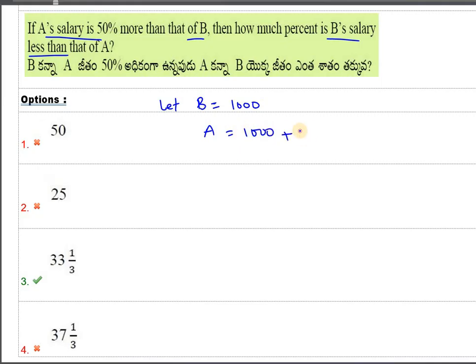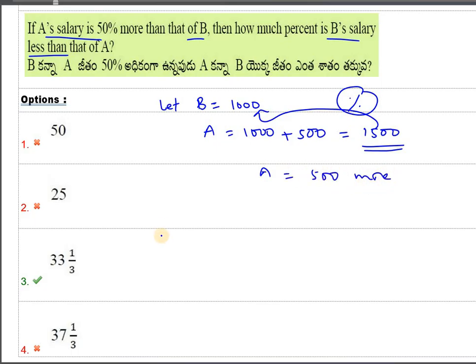50% more. So 50% of 1000 is 500. So A's salary will be how much? A's salary will be 1500. So now we know that. Now, how much percent? A's salary is how much percentage more than B's salary? In terms of percentage, we have to find the answer. So, how much is A's salary more? 500. Right, 1500 minus 1000 is 500 more. So we have to find this one.